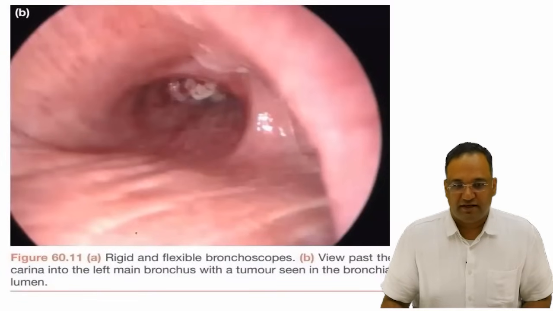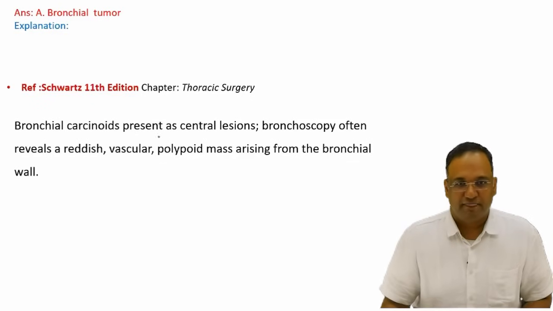Okay, so this is a flexible fiber optic bronchoscope to see the tumor right in the bronchus. And bronchial carcinoma can also be central lesions. Squamous cell can also be central lesions. Small cell can also be central lesions. Schwartz clearly says so.